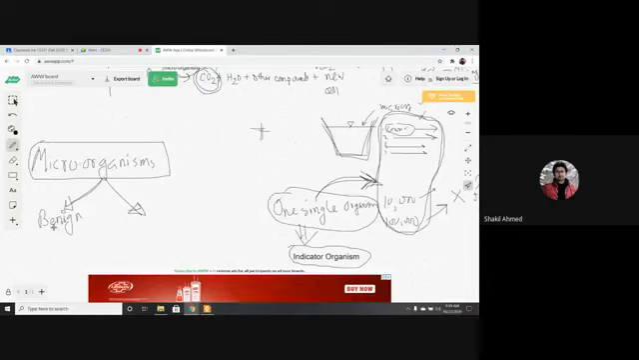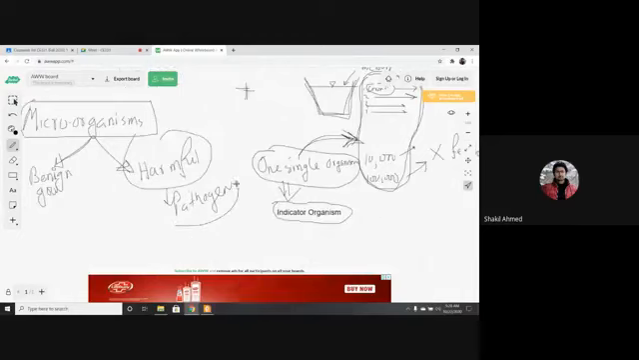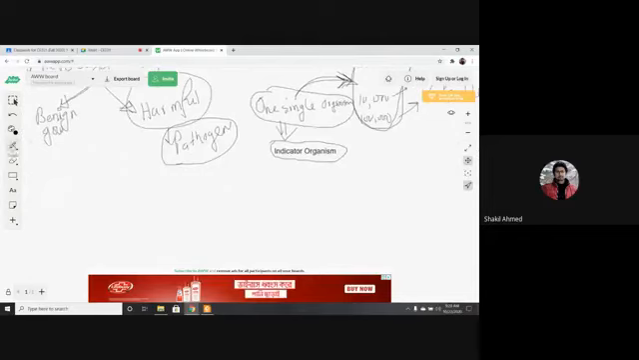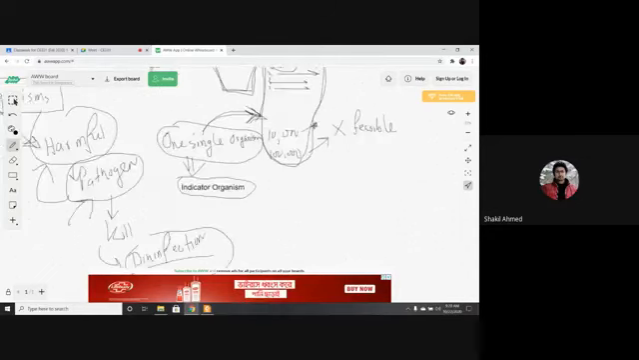Now, there are other types of bacteria or virus that are harmful. We call these harmful ones pathogens, and we are concerned about pathogens. The process of killing these pathogens is called disinfection. Pathogen only refers to harmful microorganisms, not the good ones. Anyway, we were on the indicator organism.